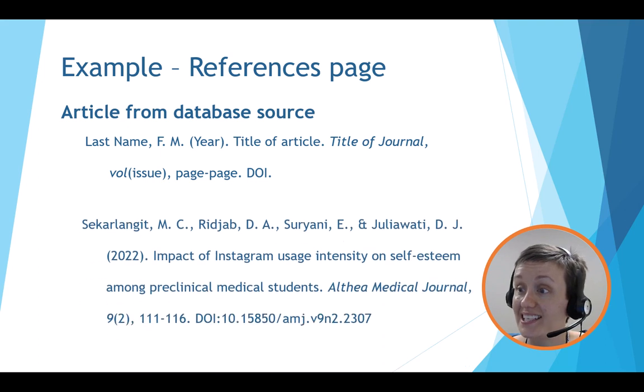We looked at this article in a previous video. It has multiple authors, which are listed in the order that they appear in the article. Then we have the year 2022, followed by the title. Notice how only the first word and Instagram are capitalized. Then the journal title, volume number, issue number, and the page range. Last is the DOI.